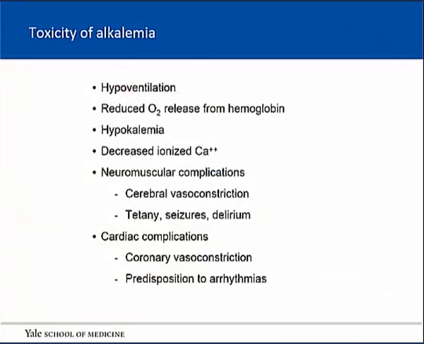The reason why it's important to treat alkalemia is because it's toxic. Especially with pHs above 7.55 to 7.6, it's associated in at least 2 or 3 series with increased mortality. And you have several problems. You have hypoventilation. Sometimes it's tougher to wean patients from the vent. There are abnormalities in release of oxygen from hemoglobin. Hypokalemia, decreased ionized calcium. There are some neuromuscular and some cardiac arrhythmic complications.